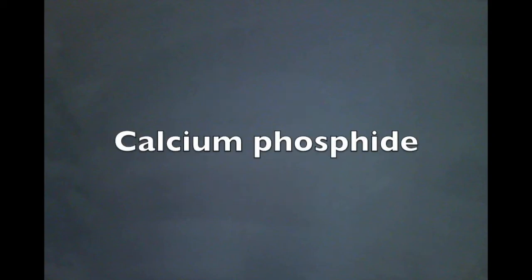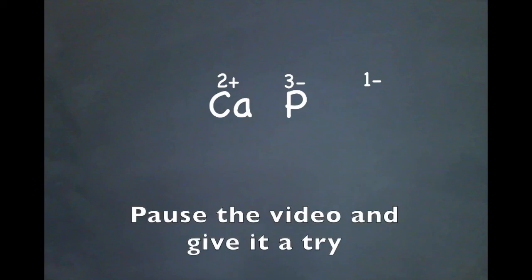Let's do another one, calcium phosphide. We need at least one calcium cation. These have a charge of 2+, and at least one phosphide anion. These have a charge of 3-. But we notice that when we add the charges, the total charge is -1, and it's not neutral, so we have to balance. Pause the video and give it a try.